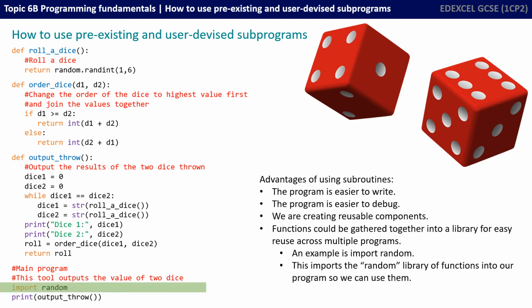Indeed, we're using an example of a library in this program, and you have done this already in programming without realizing. So we have a library called random, which we import into our program at the beginning. This imports the entire random library of functions into our program, so we can then use those functions within our program.